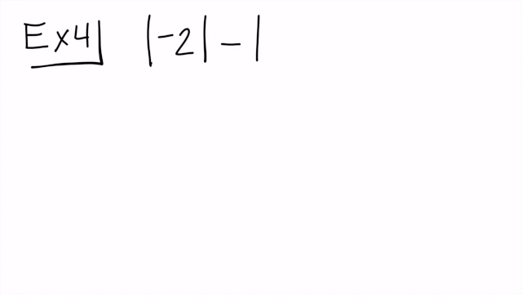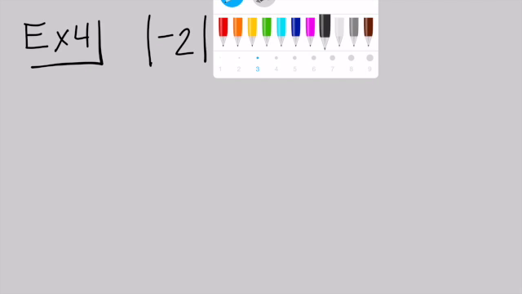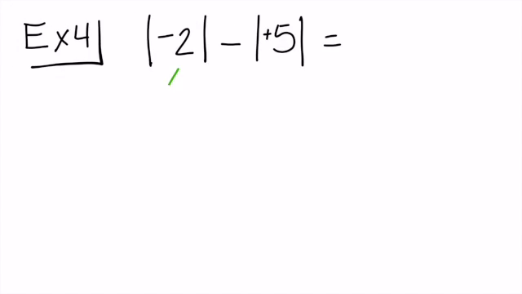Okay, all right, one more. Example number 4. You might see absolute value in problems like this. The absolute value of negative 2 minus the absolute value of positive 5. Now, if this happens, this is kind of like Aunt Sally. You need to find this answer and then find this answer and subtract those 2 answers.